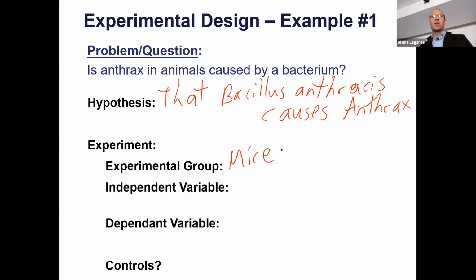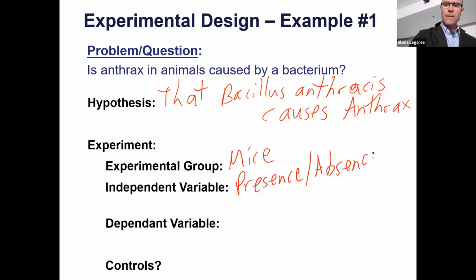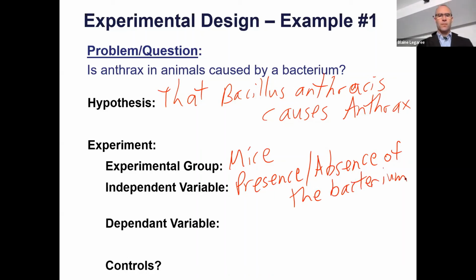So what is the independent variable? You have to go back and think about what independent means. Independent means the variable that is not going to change with the experiment. That's the variable that the researcher is controlling. So in this case, this would be the presence or absence of the bacterium. And the dependent variable would be the presence or absence of the disease. So pretty straightforward.